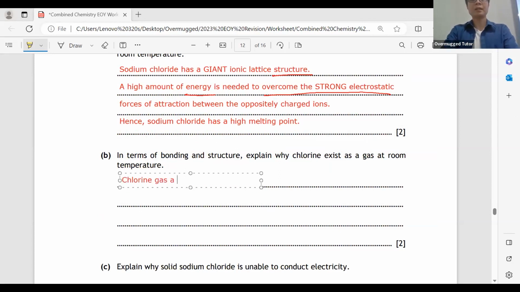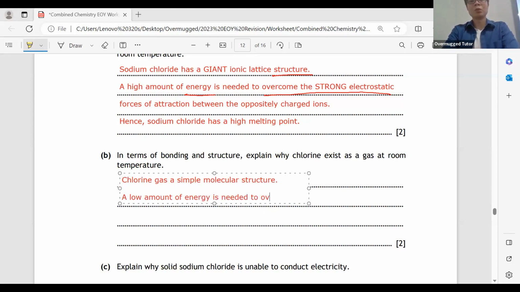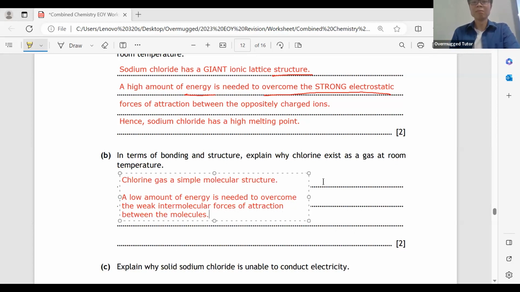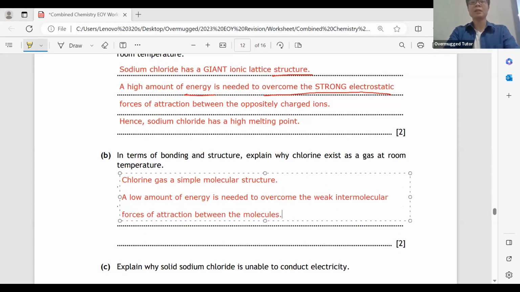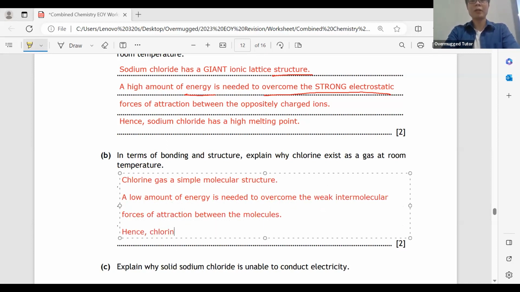Okay. Chlorine gas has a simple molecular structure. Simple, right? So a low or small amount, up to you, to overcome the weak intermolecular forces of attraction between the molecules. Then hence, chlorine has a low boiling point. Low boiling point, that's why it's a gas.